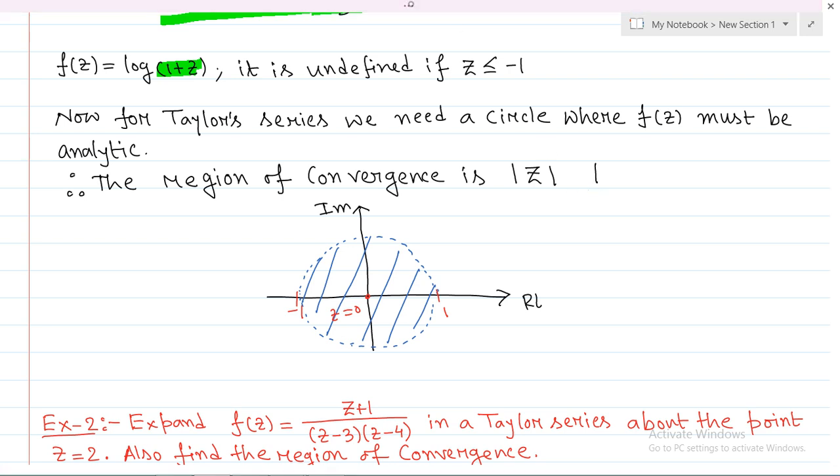It should be mod z strictly less than 1.